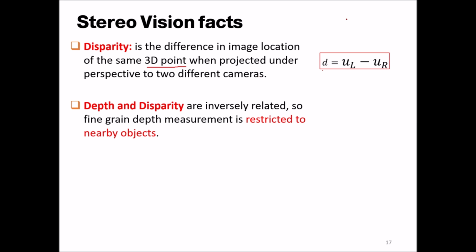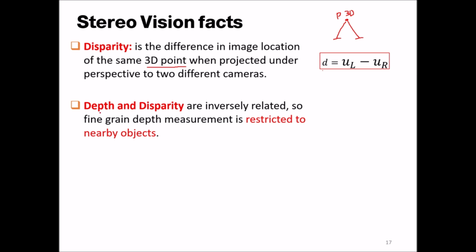Okay, we have this 3D point. In our figure it was B, if you remember. Okay, this is projected to two cameras. So the differences between these two images or two locations, pixel by pixel, this we call the disparity map.